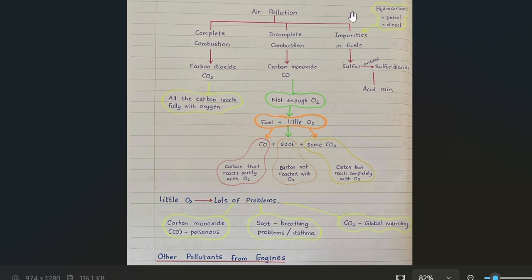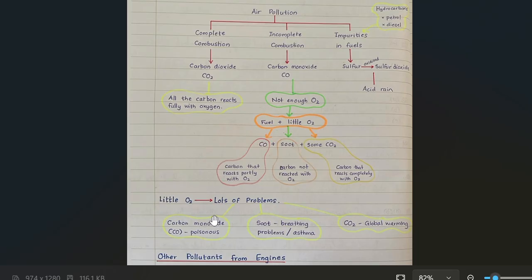And then there are impurities in fuel. For example, hydrocarbons like petrol and diesel contain impurities, right? These impurities contain sulfur, and when it's oxidized, it produces sulfur dioxide. Now sulfur dioxide is something that causes acid rain, right? We will learn about acid rain in a little while.